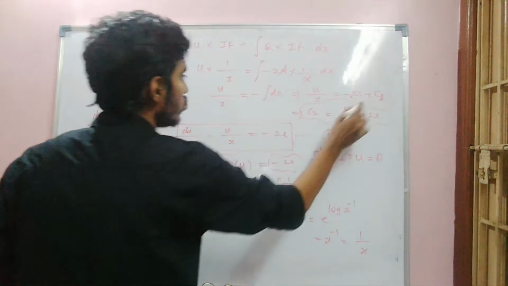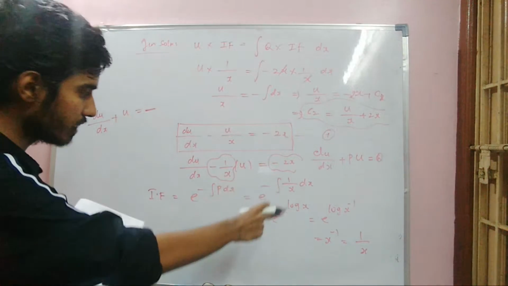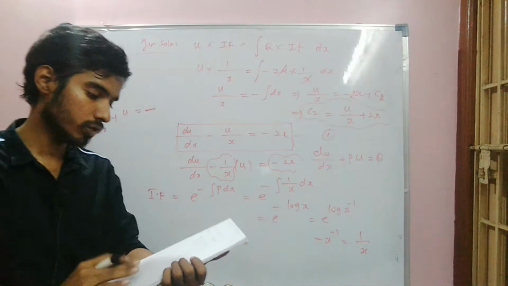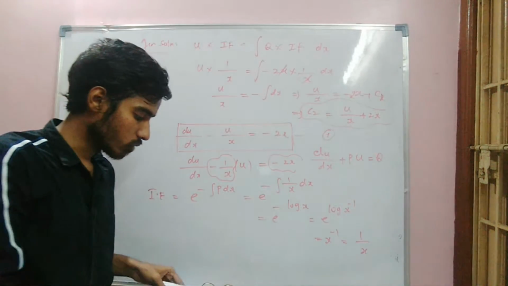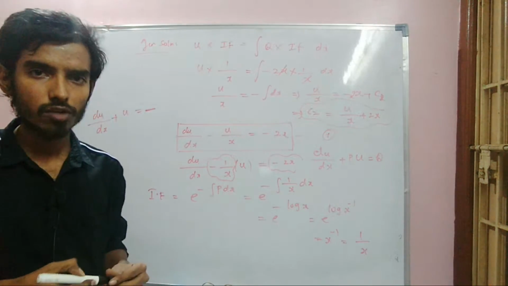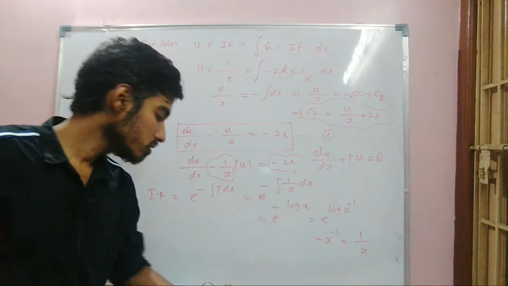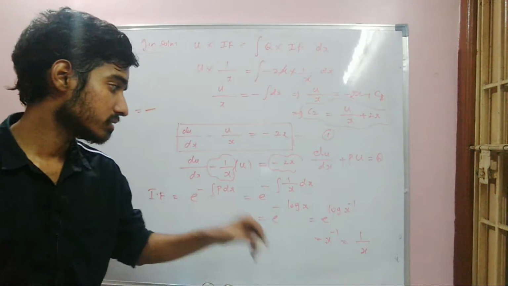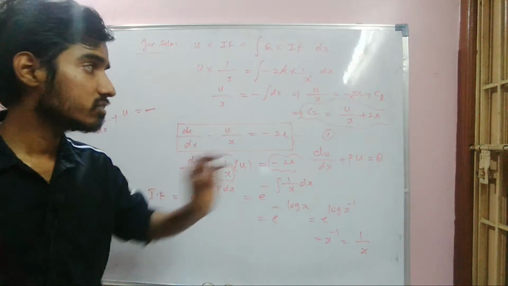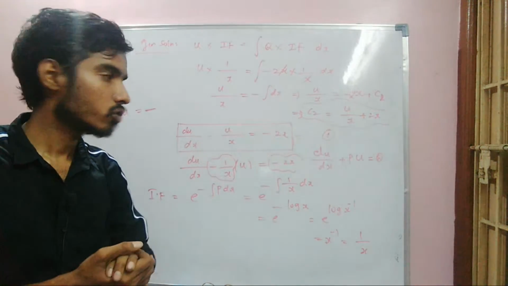You replace u with z minus y square, because we have substituted u to be equal to z minus y square. In the previous problem we found it very easily, but here we are getting an ordinary differential equation. You need to solve the ordinary differential equation to find the answer. So the first solution we found very easily. The second solution is u by x plus 2x, right?